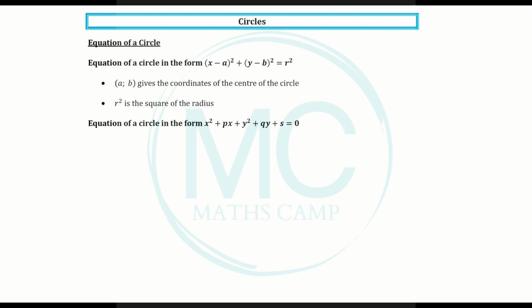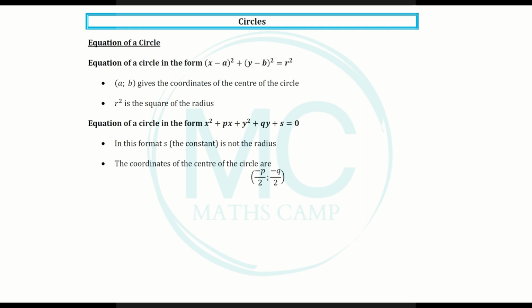Equations for the circle can also come in the form x squared plus px plus y squared plus qy plus s is equal to 0. In this format, s, the constant, is not the radius, so please be careful of this. To find the coordinates of the center of the circle in this format, we say negative p over 2 for the x coordinate and negative q over 2 for the y coordinate.